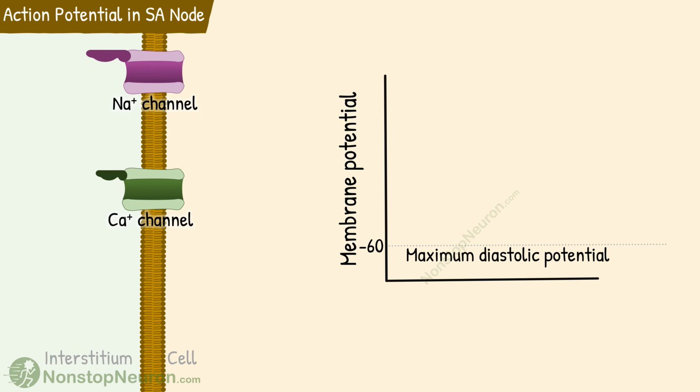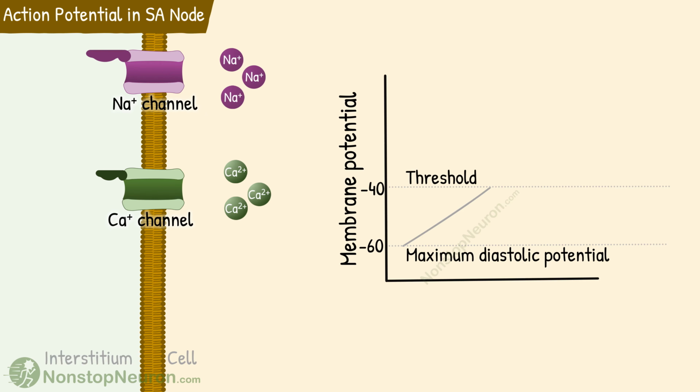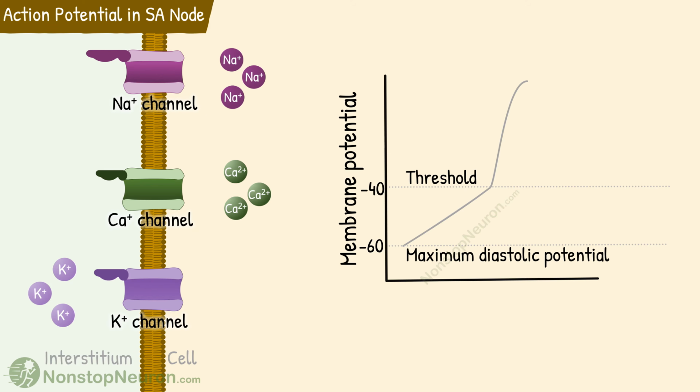Now the SA node has leaky sodium and calcium channels. The leaking of sodium and calcium through these channels slowly raises the membrane potential. Once it reaches the threshold value of about minus 40 millivolt, an action potential is triggered. After that, potassium channels open, so potassium ions diffuse out of the cell. This takes the membrane potential back to from where we started.